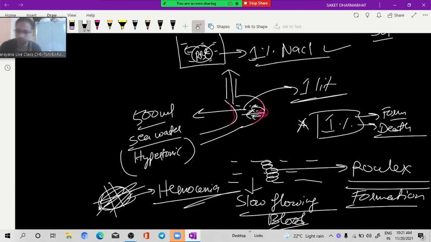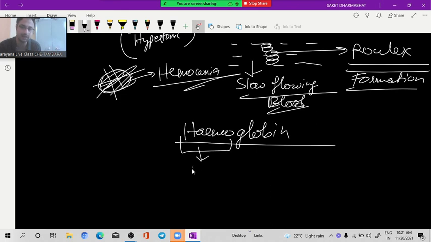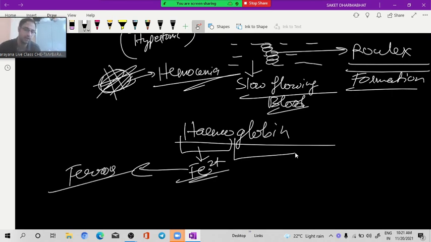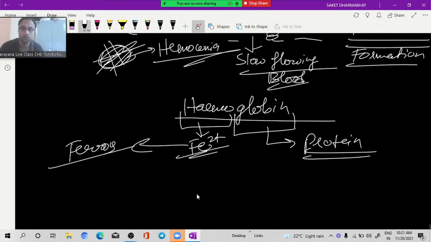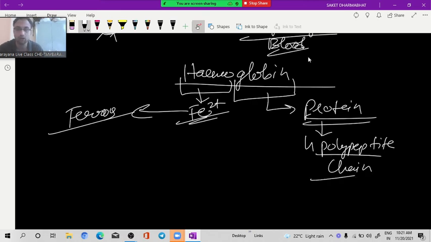Understood? Can I scroll up? Hemoglobin. In the hemoglobin, two parts are there. This part is called as what? Fe2+. Fe2+ is called as what? Ferrous part. Okay. Globin is what? It is the protein part. Clear? So this protein is made up of how many polypeptide chains? Four polypeptide chains. So hemoglobin is having what structure of protein? Quaternary structure of protein.